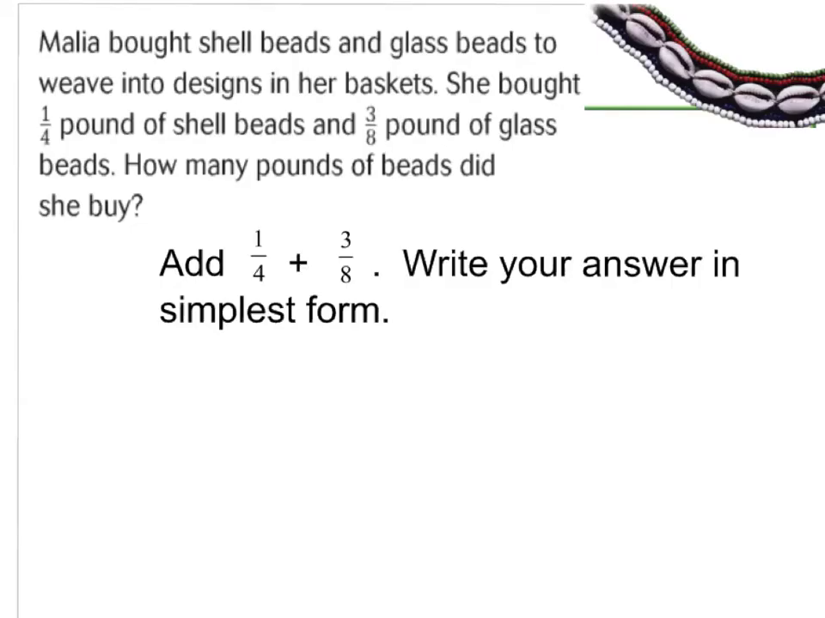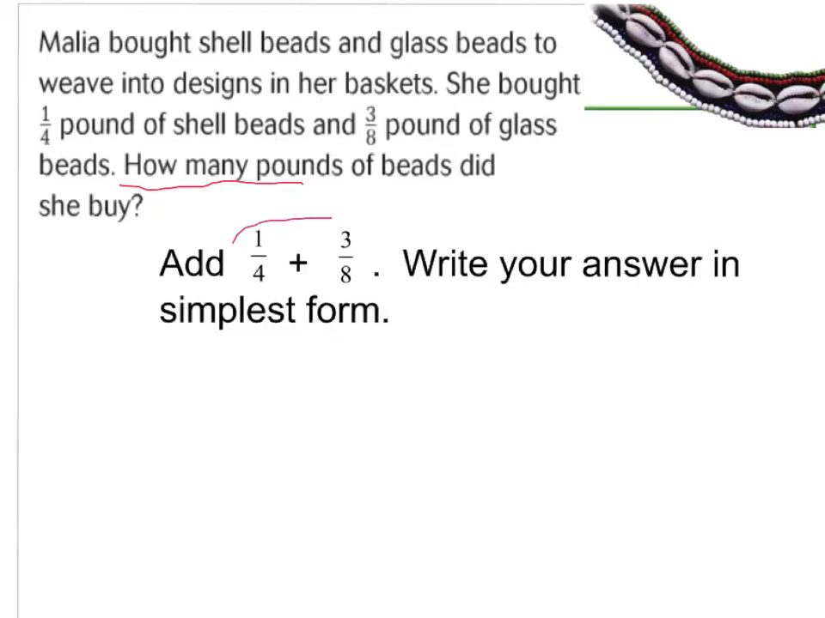Here's our first problem. Malia bought shell beads and glass beads to weave into designs in her baskets. She bought 1/4 pound of shell beads and 3/8 pound of glass beads. How many pounds of beads did she buy? So this is an addition problem because it says how many pounds. So I need to combine my 1/4 pound of shell beads and my 3/8 pound of glass beads, and I need to add them together to see how many pounds of shell beads she bought altogether. So we need to add 1/4 plus 3/8.